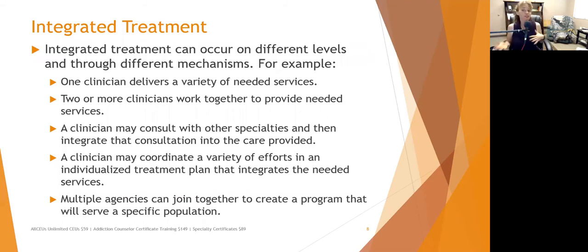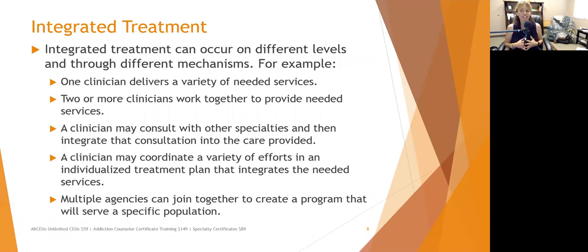You can also have two or more clinicians working together to provide needed services. So maybe you have a clinician who specializes in trauma, and that's not your thing. You provide the services that you're trained in, and that clinician will handle the trauma piece, but you work together.